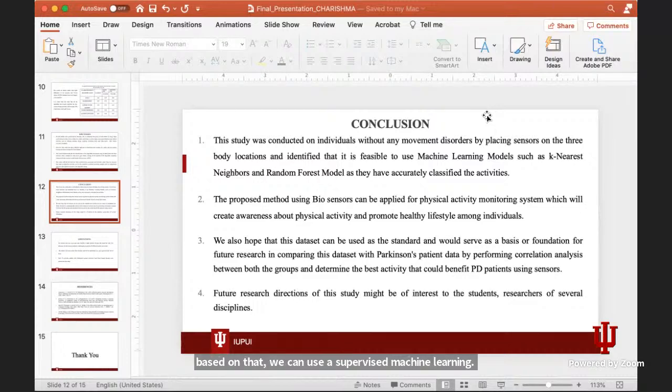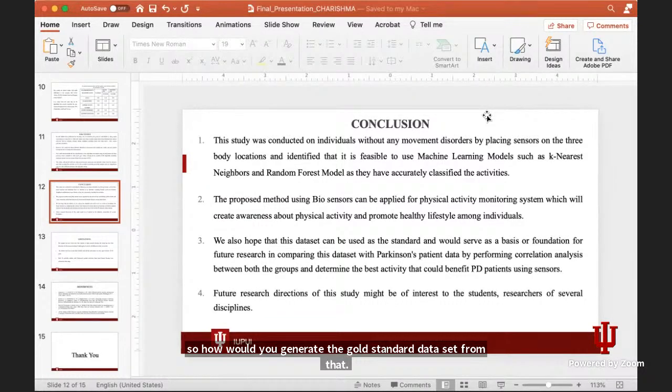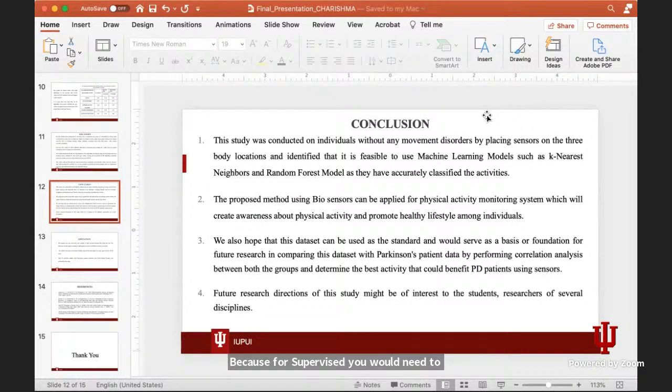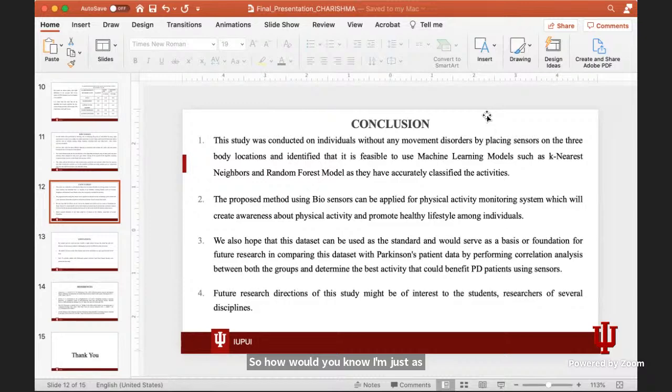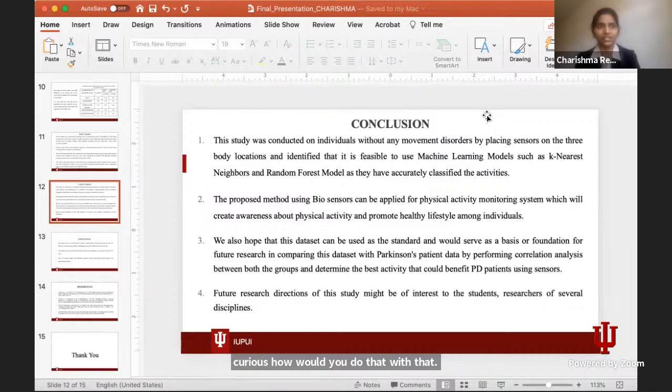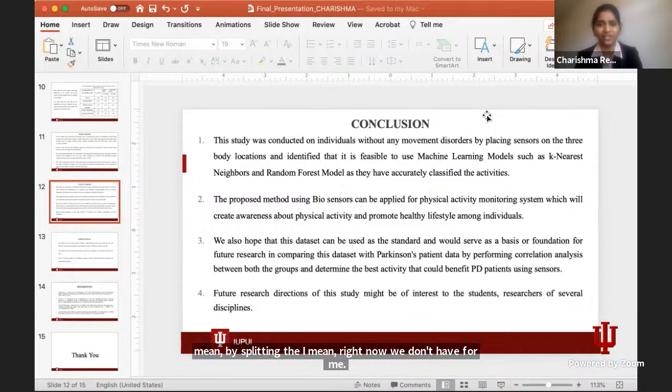Okay, so how would you generate the gold standard data set from that? Because for supervised, you would need to have something to compare with, right? Yes. I'm just curious, how would you do that? Right now, for healthy people, we don't have the gold standard data set.